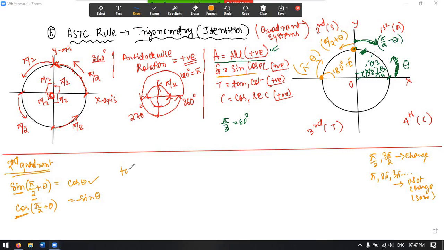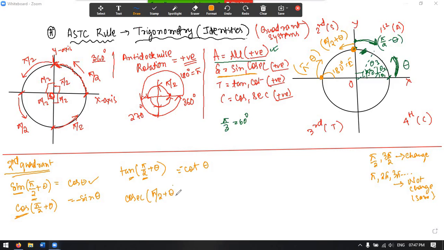I hope everyone is getting it. Let's say I am asking for tan of pi by 2 plus theta. Tan will change into cot, so this will be cot theta. As this is in the second quadrant, and in the second quadrant only sine is positive, this will be negative. I hope everyone is getting it.